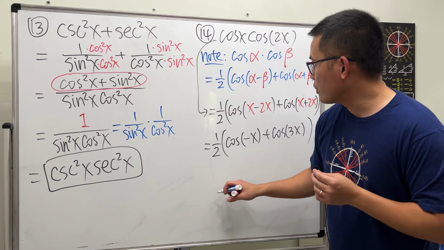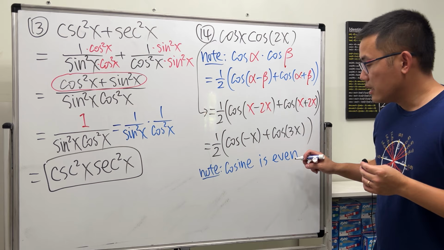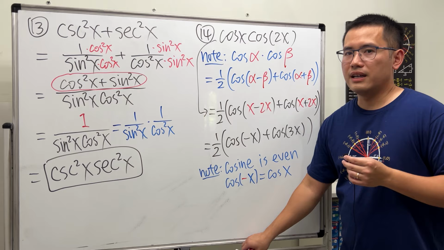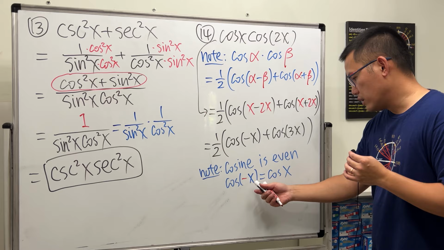Note, cosine function is even. Therefore, cosine of negative x is just the same as cosine x. In other words, the negative in fact doesn't matter. Even function means whatever you have on the left, you have the same thing on the right, and vice versa. So the graph is symmetrical about the y-axis. So in equation form, it's this.